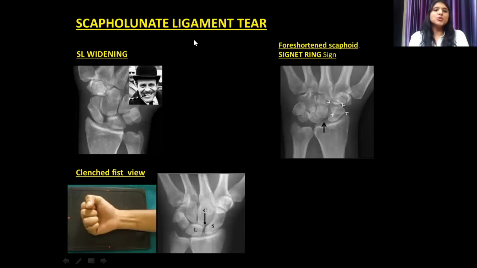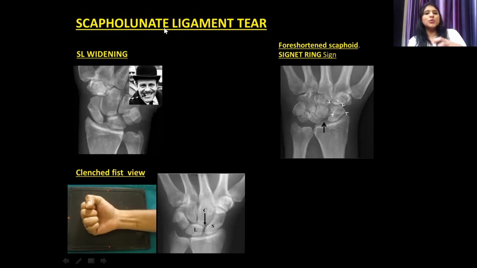And coming to scapholunate ligament tears, this is a spectrum of findings which we see in case of scapholunate ligament tear or laxity. And here, if you see this radiograph, this is the scaphoid bone and the lunate bone, and there is widening of the joint space between these two bones. So this is also known as the Terry Thomas sign or the David Letterman sign, depending on what part of the world you are. But this basically refers to this joint space widening being compared to the gap between the two teeth of these famous personalities.